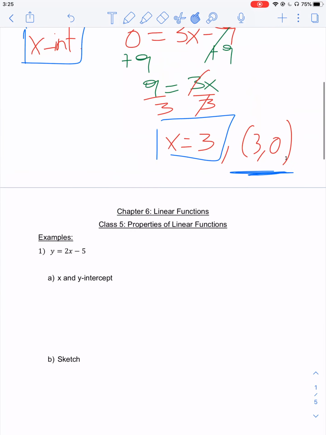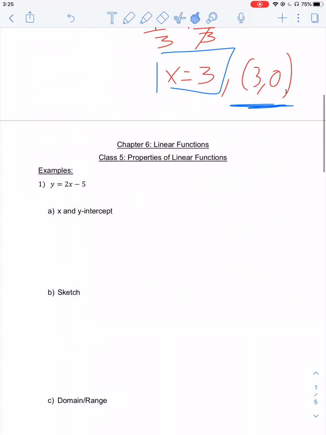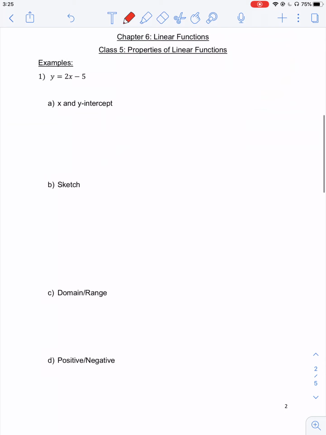Anyway, hopefully this makes sense. Again, I went over it a little bit too quickly because I wanted to spend more time on this stuff. So this class is going to be a review of everything we've done so far: sketching, x and y intercept, domain and range, and then finally your positive and negative intervals.